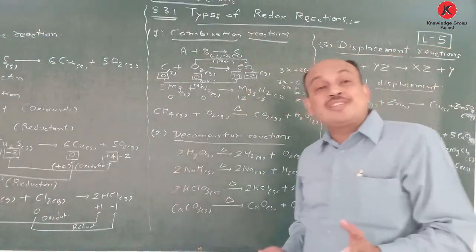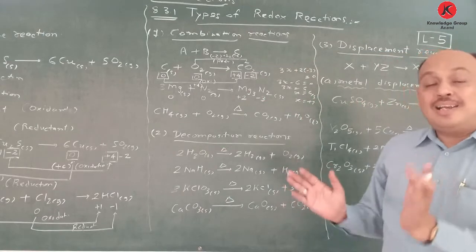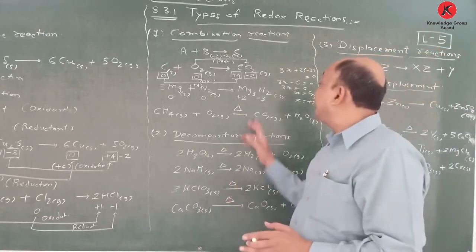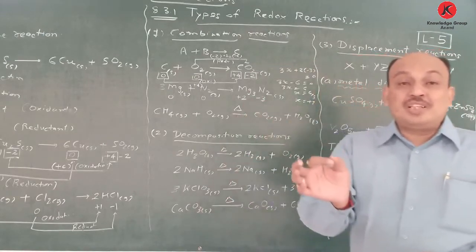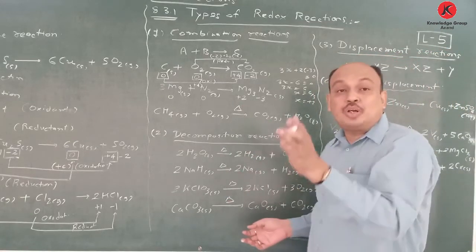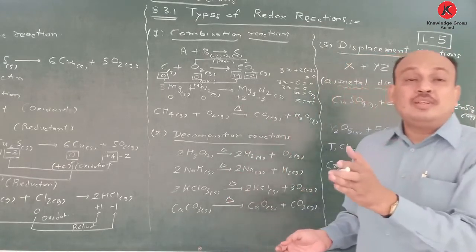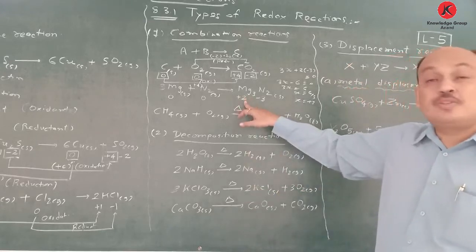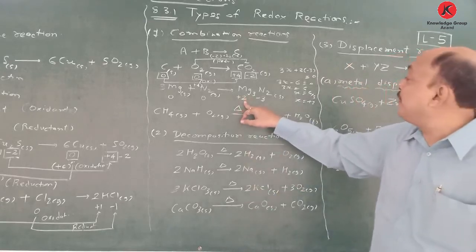What is the meaning of oxidation number? Once again I explain. If you know the electronic configuration very well, for magnesium Z equals 12, it is Ne 3s2. So the outermost orbital possesses 2 electrons, and therefore 2 electrons are removed from the 3s orbital. So it's plus 2.